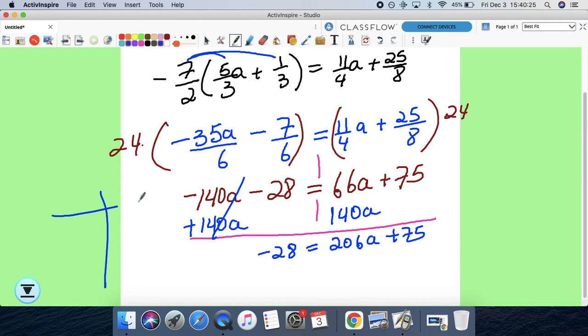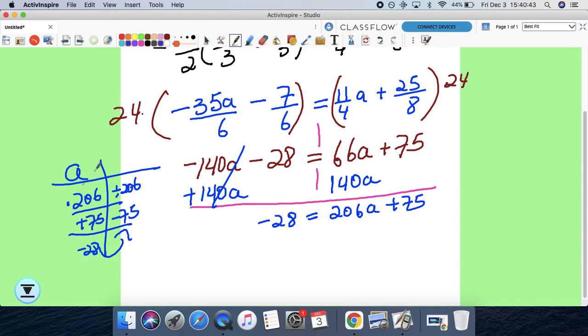Story time again. I have a number I'm thinking of. I'm multiplying that by 206, adding 75, and that's going to give me negative 28. To figure out what I started with, I'm going to subtract 75 on both sides and then divide both sides by 206. And if you look at it, it kind of makes sense, right?